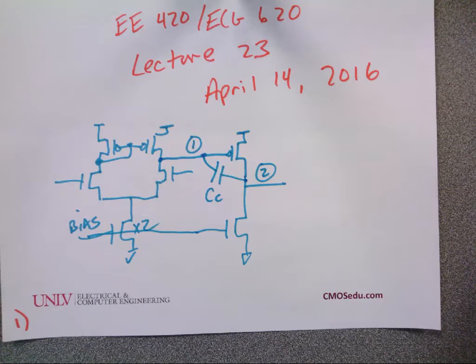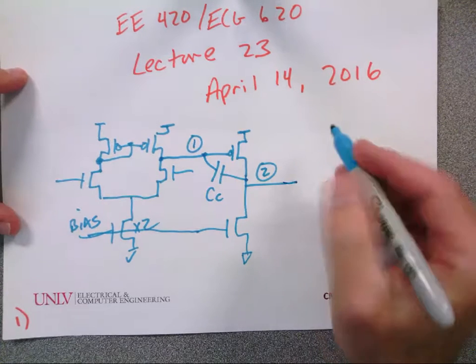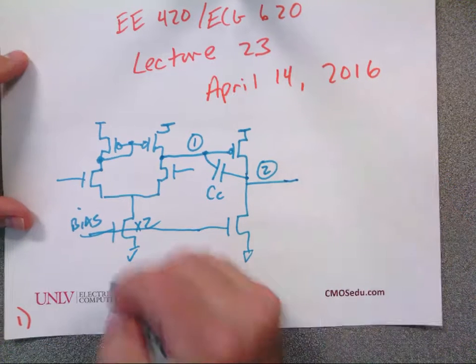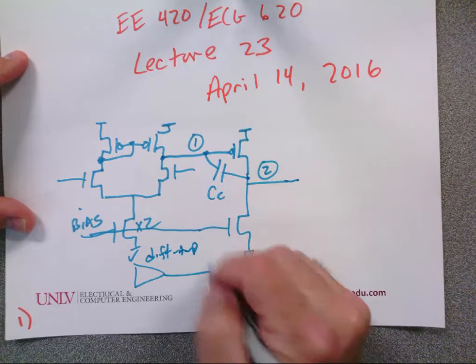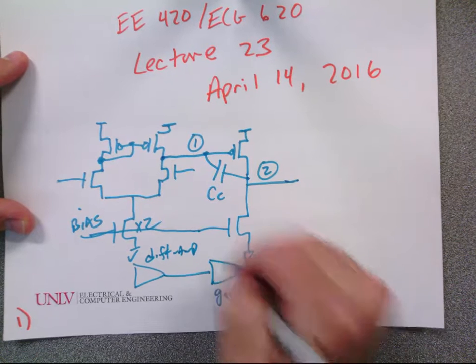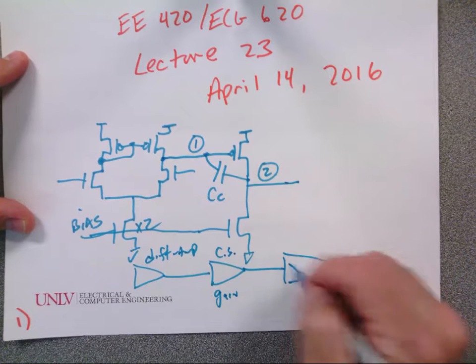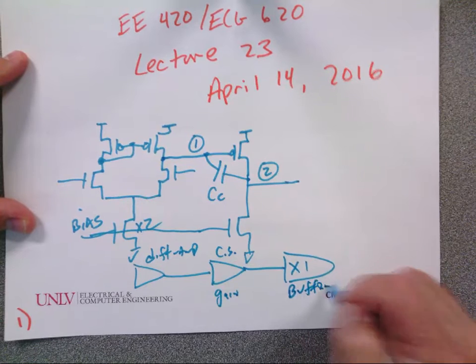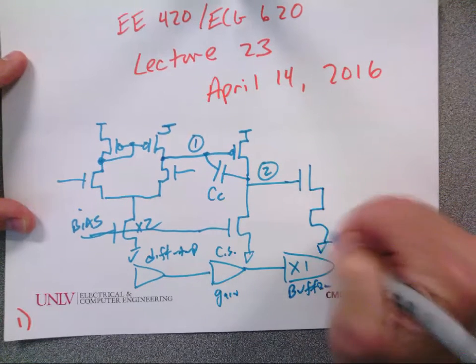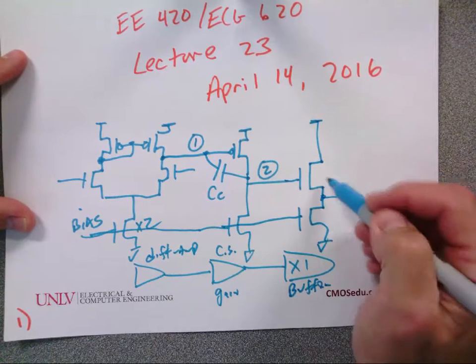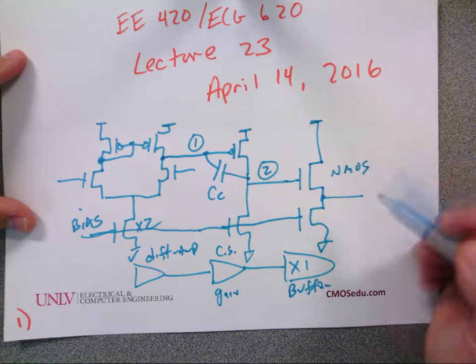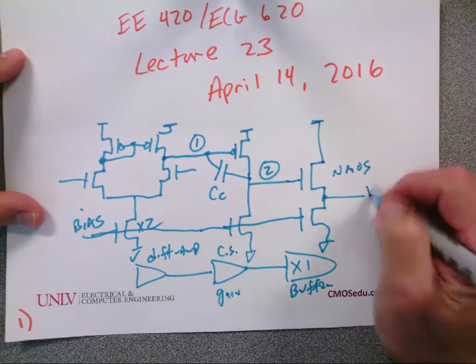However, your projects, if I remember, have to be able to drive a resistive load, right? So what I'm going to do is I'm going to add a source follower on the output as a buffer. So this is a diff amp. This is a gain stage. And then I'm going to put a buffer, which has a gain of 1. And notice this is the output. This is an NMOS. Does everybody see that? Okay, and so this is V out of the op amp.